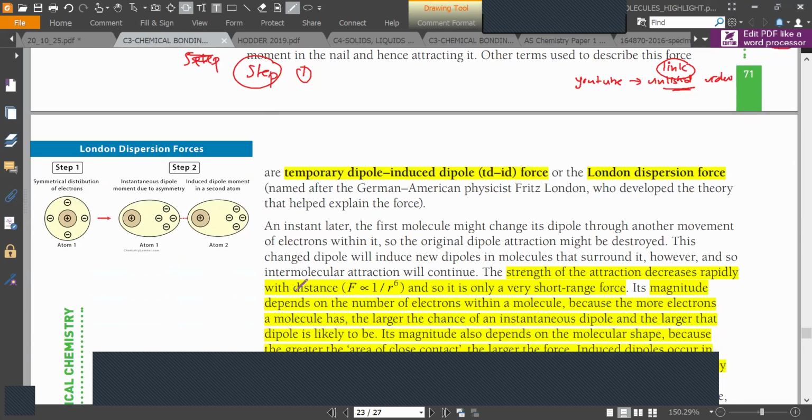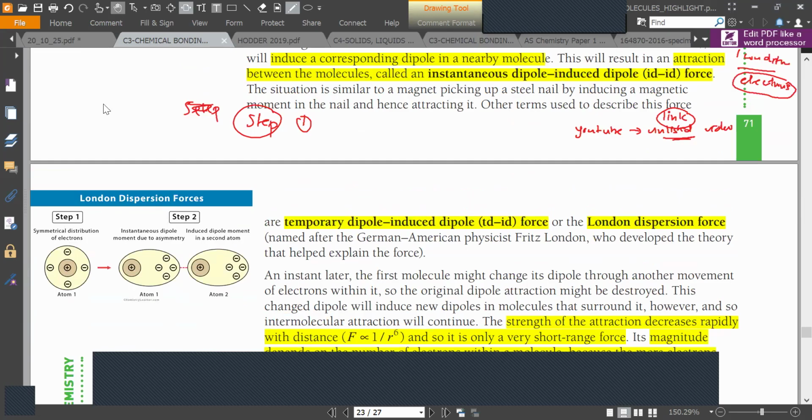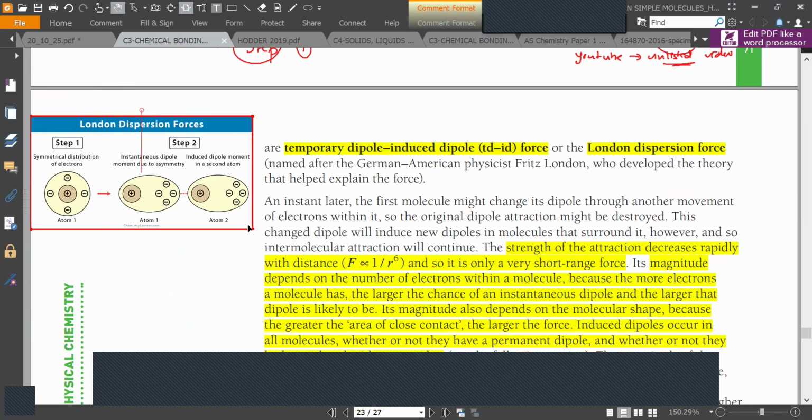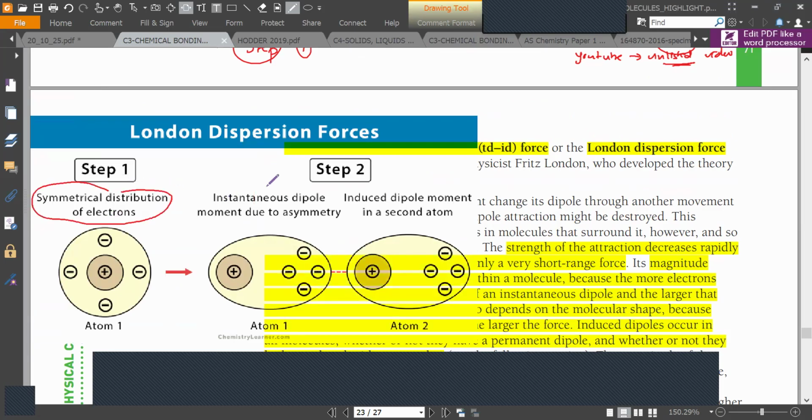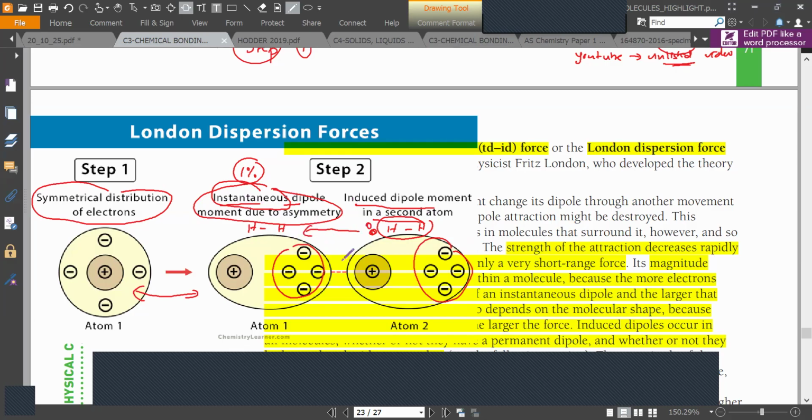What does it do? Let's take a look. At first, it's evenly distributed. And then sometimes, like 1 or 2% of the time, you get the instantaneous dipole, an uneven distribution. Let's say it has a neighbor next to it. It will induce a dipole in a second atom. So let's say we have H-H. This one has the instantaneous dipole. This one is doing nothing, it just stays next to it. Then it gets influenced. So that's what we call an induced dipole.